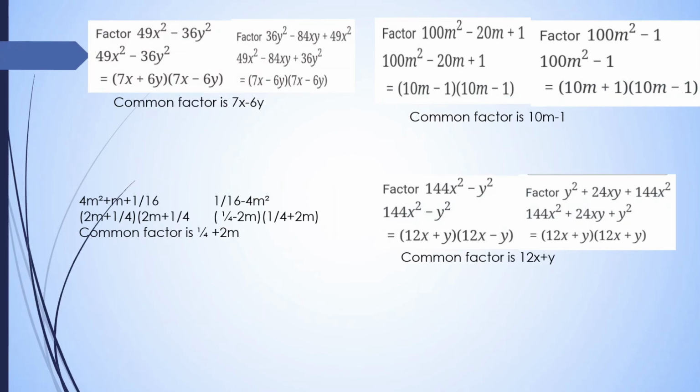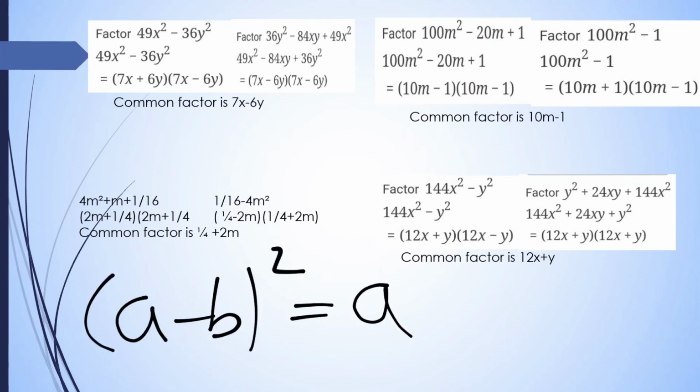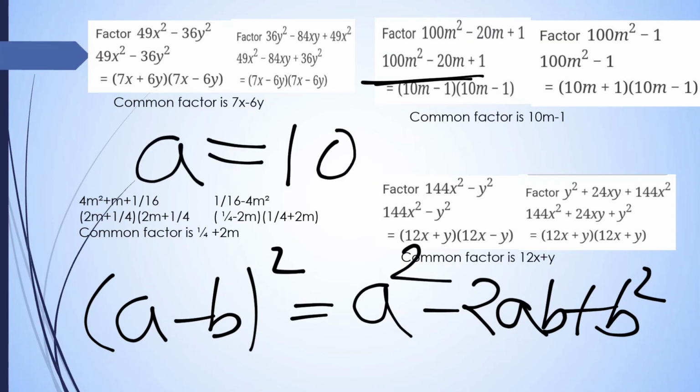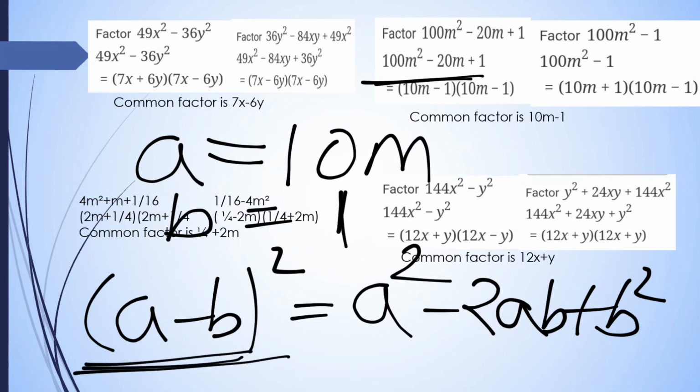Now we will solve question number 6, that is 100m square minus 20m plus 1. Here we apply the identity, that is a minus b whole square, a square minus 2ab plus b square. According to that we will find the value of a will be 10m and the value of b will be 1. It means we have to write 10m minus 1 and 10m minus 1.